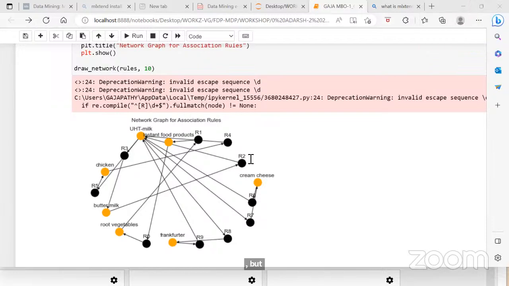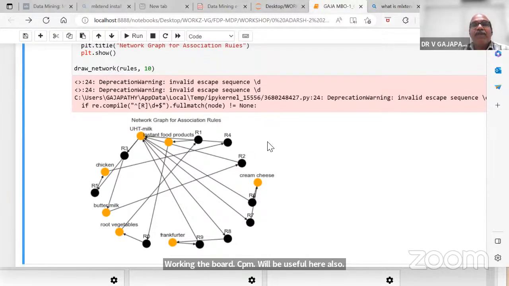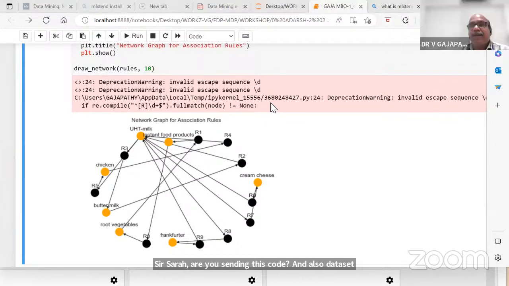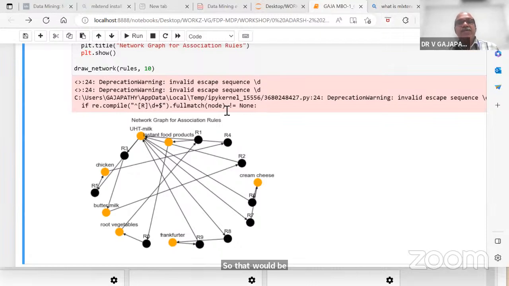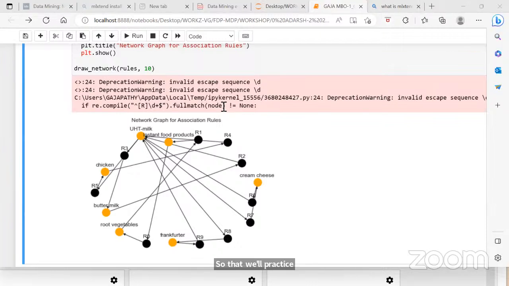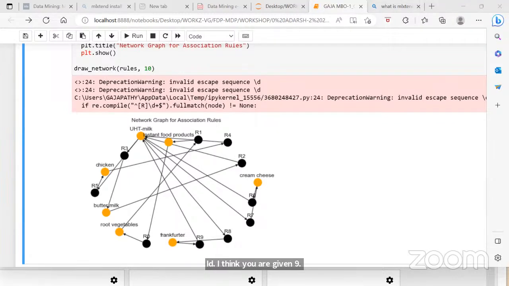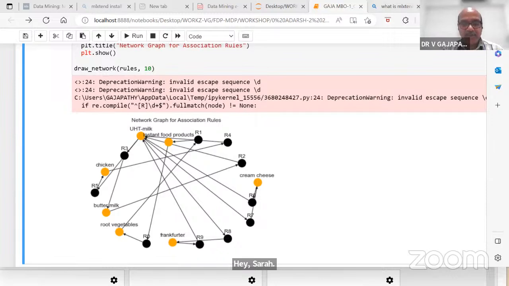Okay, sir. Sir, are you sending this board and also the data set so that we can practice? And also, we need your email ID. I think you have given it, right, sir? Already I have given. Yes, I will be posting with the chat box. Yes, please, I will be giving my name. And this data set also you are sending, sir? Yeah, definitely. It is all available on the internet also. I have given the source also.